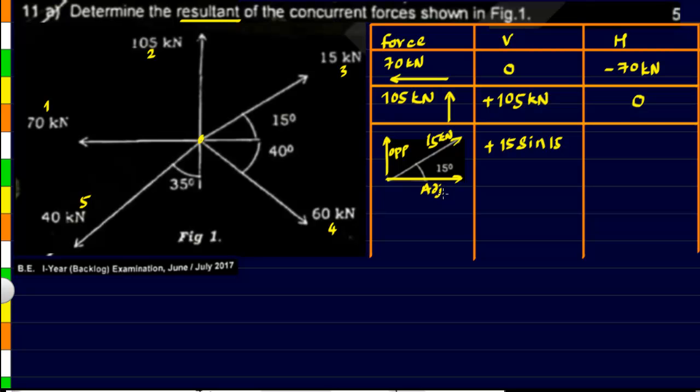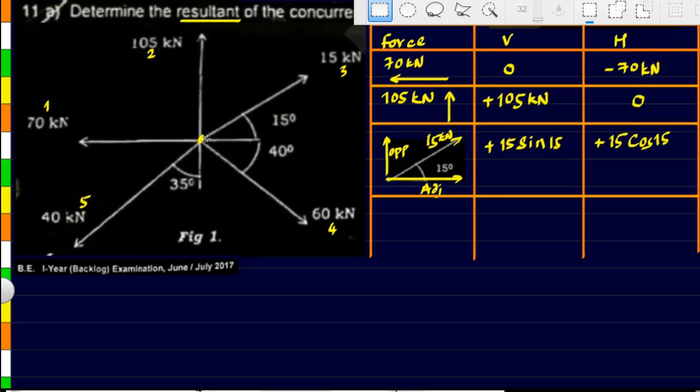Then coming to the horizontal component, it is adjacent, and adjacent terms come under cos. So it has to be cos of 15 multiplied with 15 kilonewtons. And since it is acting to the right side, we have to take it as positive.